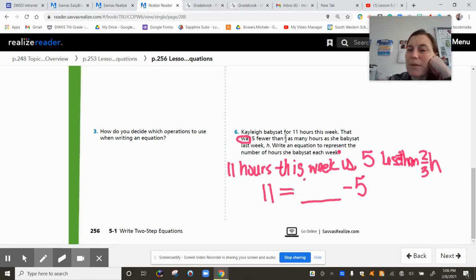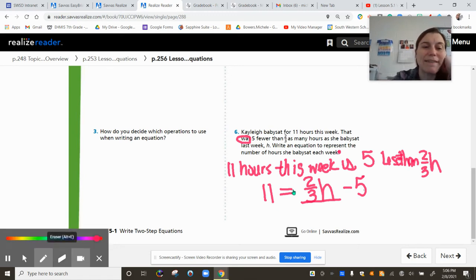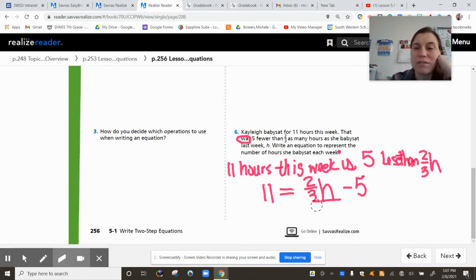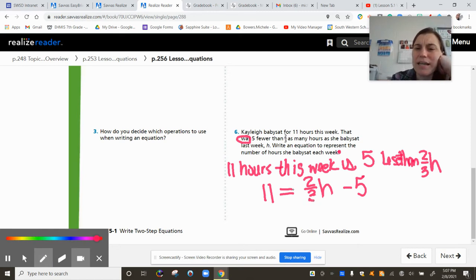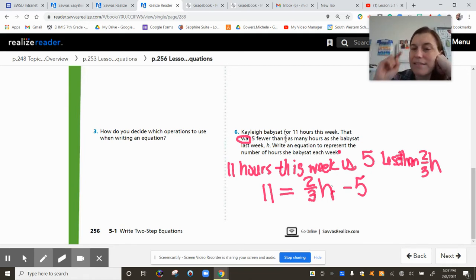So I'm going to do 2/3 times what she had last week, and then subtract 5 from it, and that should result in the 11 hours. So that's it. That's her equation. So what I want you to notice that I did was I valued the labels and made sure that they made sense, and then I translated the sentence from words into math. So let's try another one.